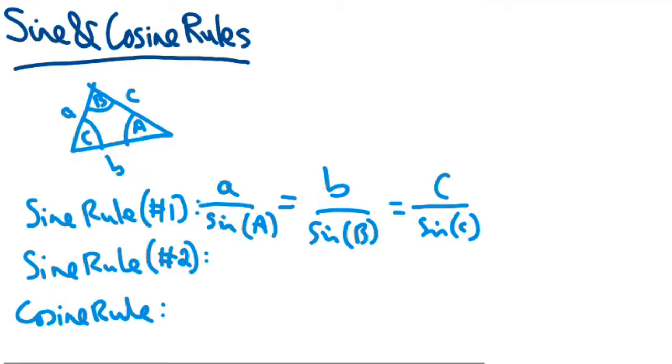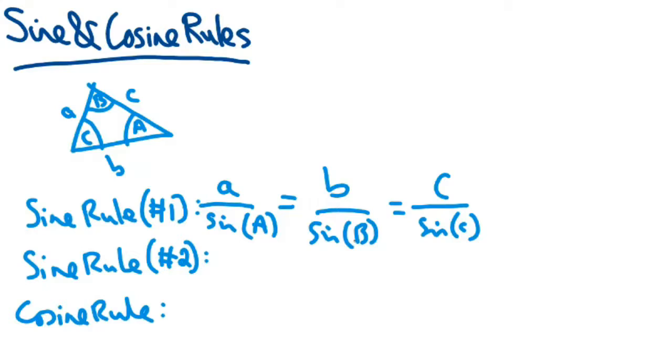So if we had two of the sides and one of the angles and we wanted a different angle, we could rearrange these formulas to get sine B on its own, and then get B on its own by doing the inverse sine of everything on the other side of the equal sign. We'll be doing an example of that in a second.